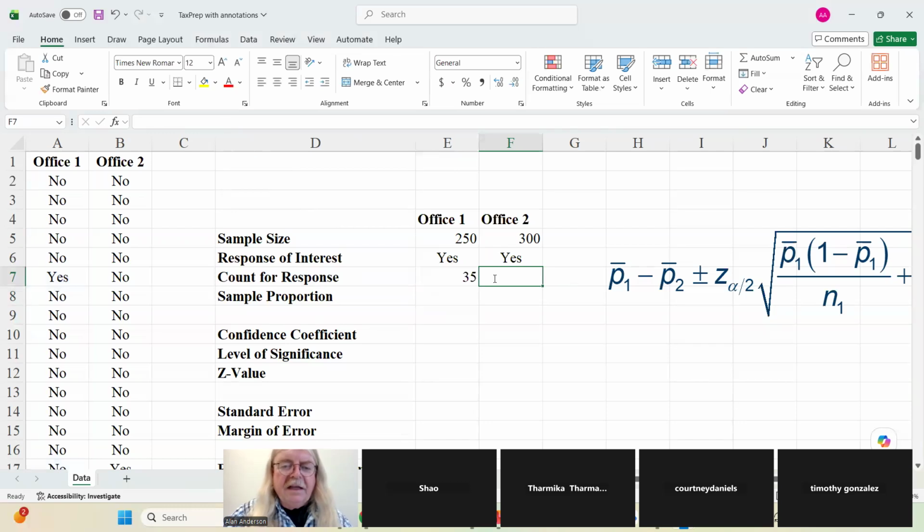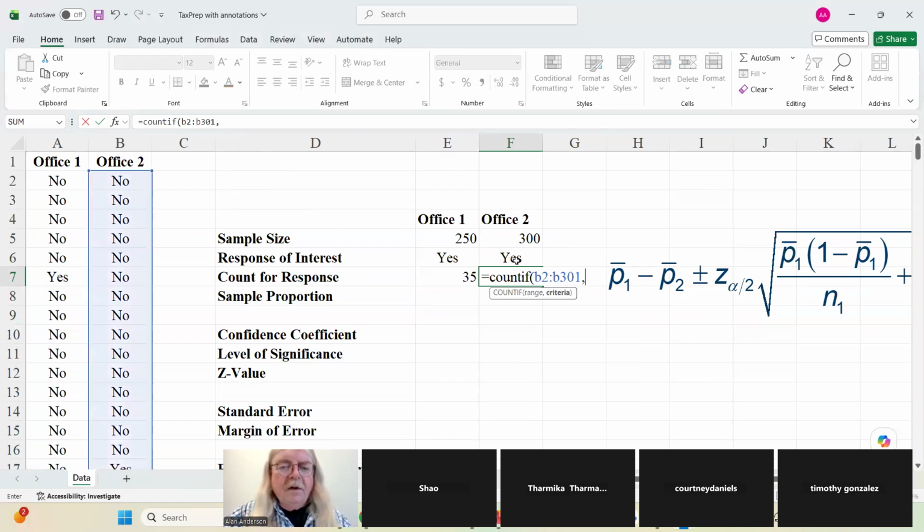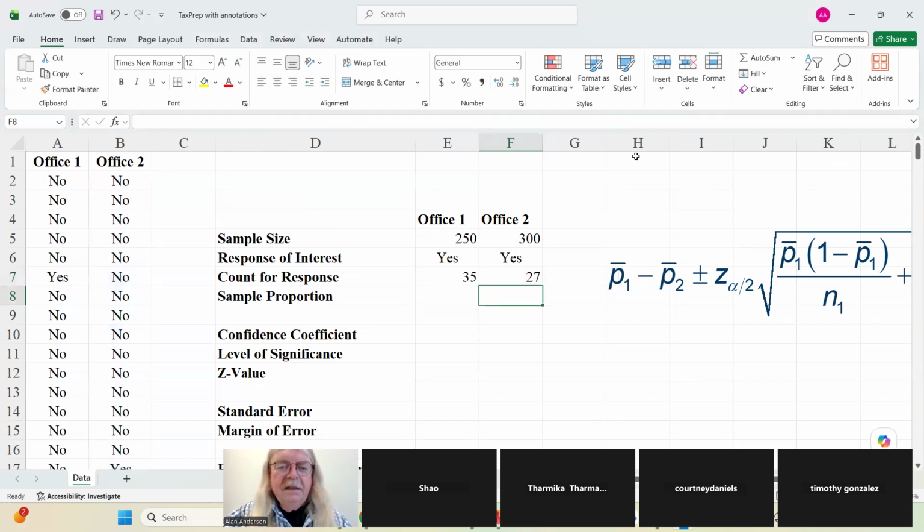Then over here, you're going to say count if B2 through B301, and then also refer back to this cell, F6, and it'll tell you how many of these had a mistake. All right. So now sample proportion is a ratio of these two numbers. I can now drag across.